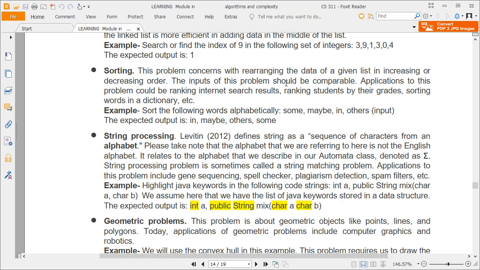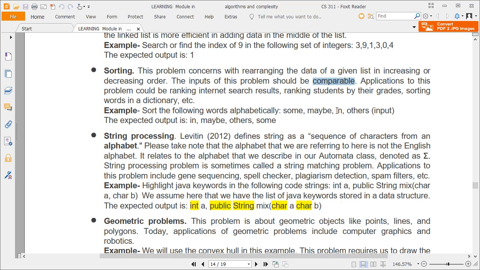So, the inputs of this problem should be comparable, meaning, ang imong array or set or list, ang elements ana should be comparable para makasort kanila. Unsaon man nimo pag-arrange kung wala kay basihan, kinsay mauna or mahuli? So, the applications to this problem could be ranking internet search results, ranking students by their grades, or sorting words in a dictionary.